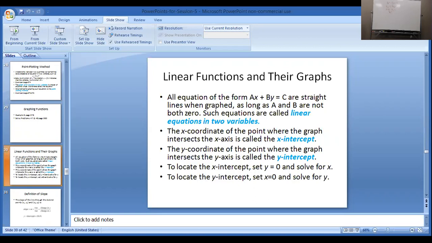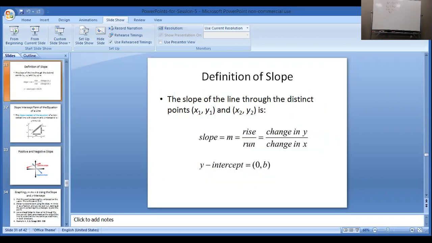The x-coordinate of the point is where the graph intersects the x-axis. The y-coordinate is where it intersects the y-axis. In order to find them, just put 0 for y, you find the x-intercept. Put 0 for x, you find the y-intercept.